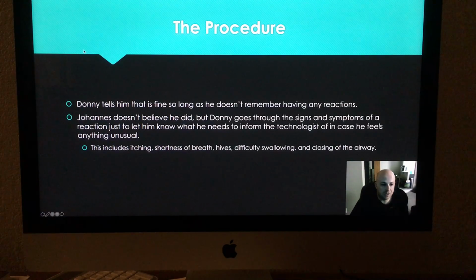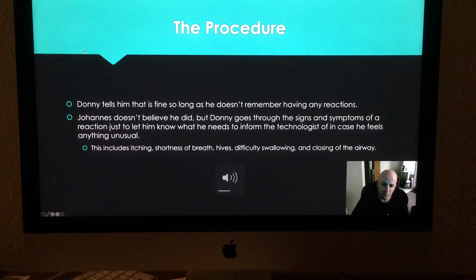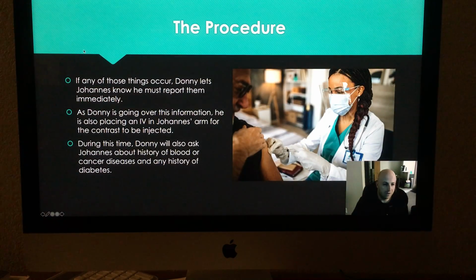Okay. Donnie tells him that he is fine so long as he doesn't remember having any reactions. Johannes doesn't believe he did, but Donnie goes through the signs and symptoms anyway because he's a good tech, just to let him know that if he feels any of these things, he needs to let him know immediately so that they can stop the exam and treat him properly. The things he needs to pay attention to are itching, shortness of breath, hives, difficulty swallowing, closing of his airway. So if any of these things occur, Donnie lets Johannes know that he has to report them immediately.